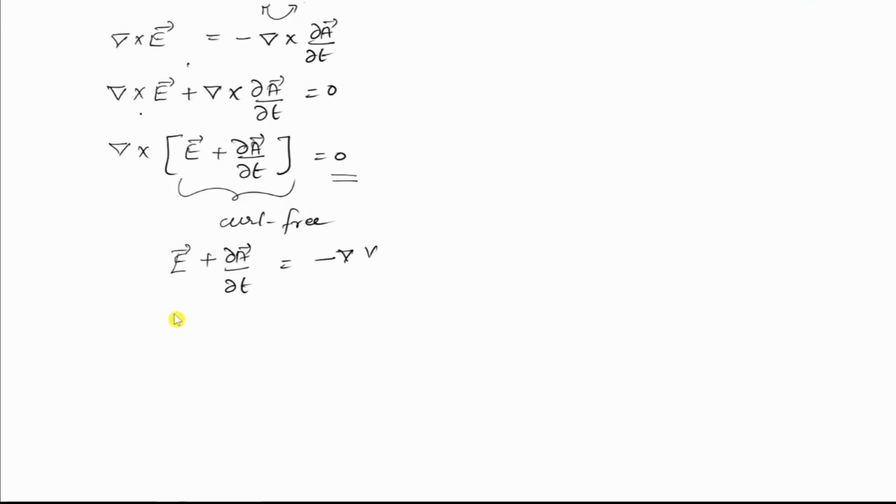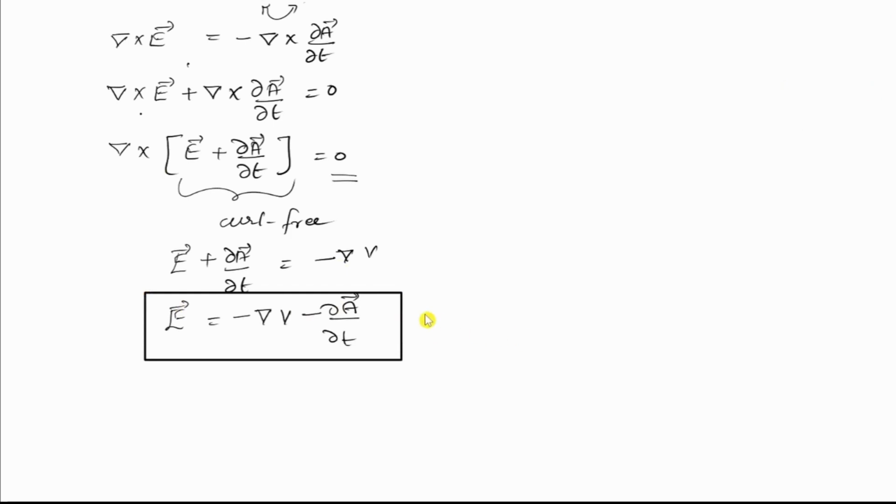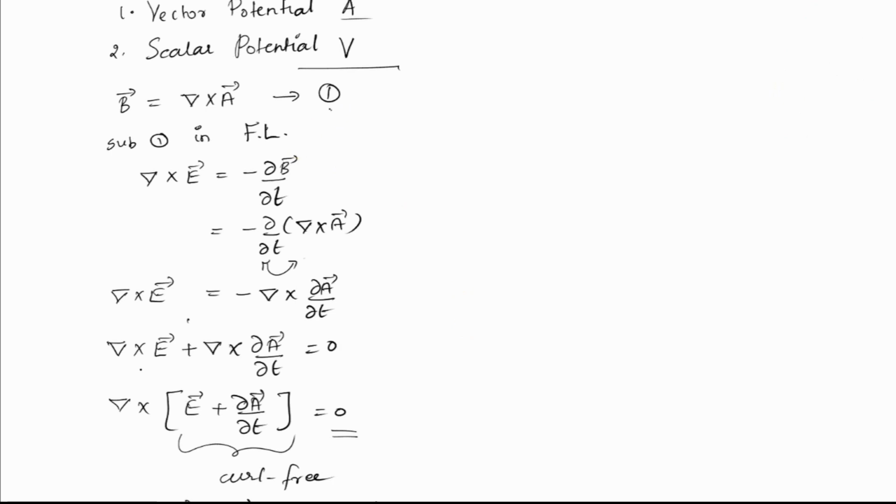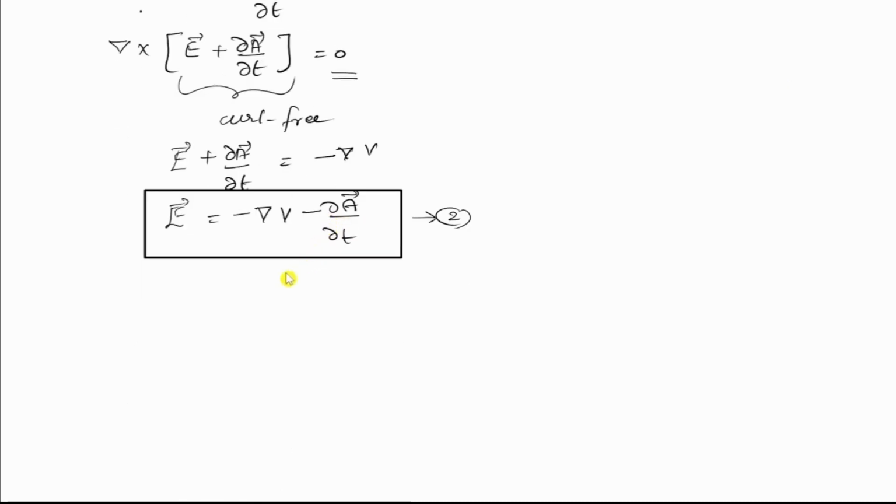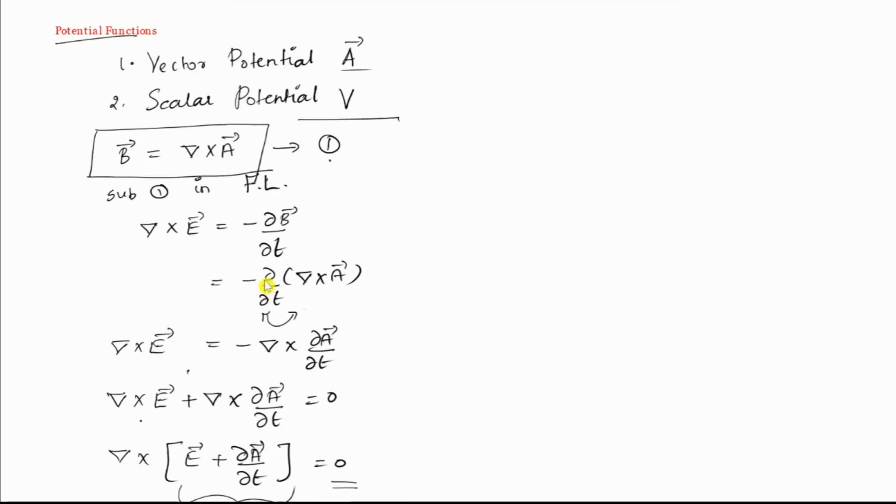Okay. Now keep the E alone in the left hand side and bring this term to the right hand side. Now the equation will become E vector is equal to minus del V minus dou A by dou T. Okay. So take this equation as equation number 2. Okay. Now with the help of equation number 1 and equation number 2, we are going to find the non-homogeneous wave equations for these two potentials.